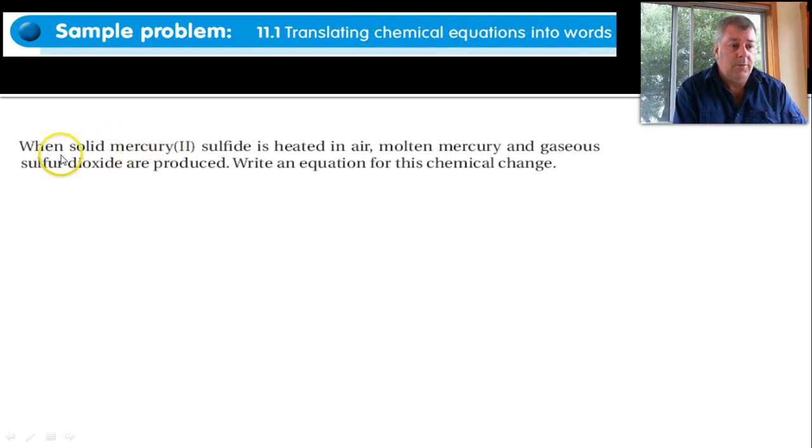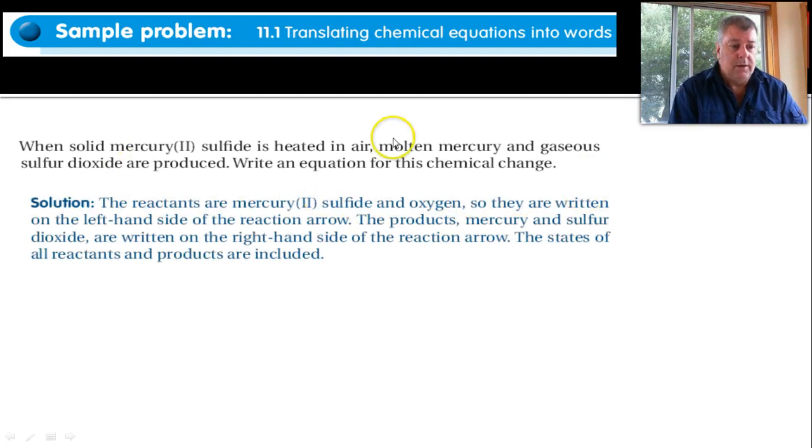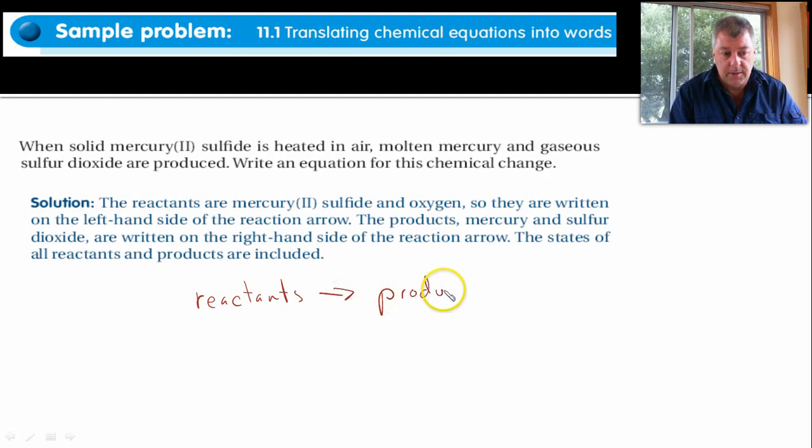So now here we have, when solid mercury(II) sulfide is heated in air, molten mercury and gaseous sulfur dioxide are produced. Write an equation for this chemical change. So the things that we've got to work out are what the reactants are, and we've got to work out what the products are. Alright, let's look at the reactants.